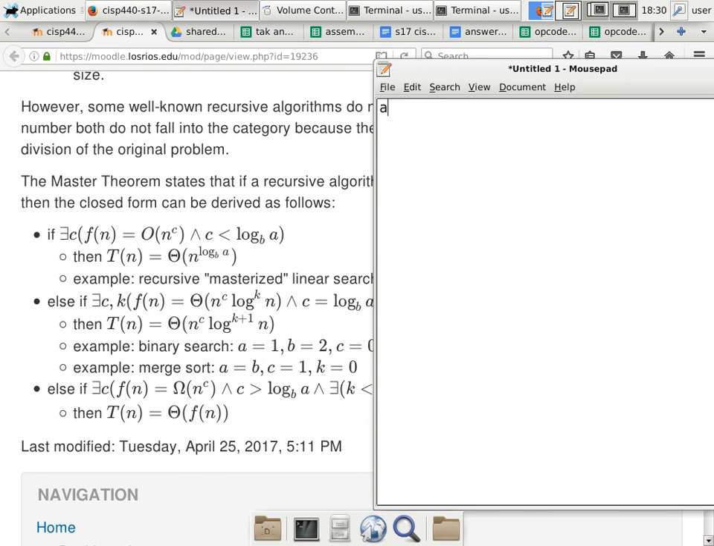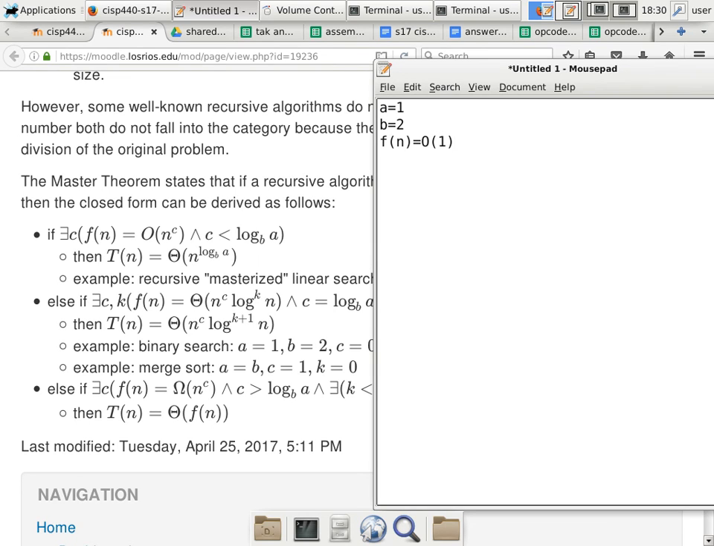We know for binary search A is 1 because we only pick one side to apply the recursive call. We know B is 2 because we are dividing the original problem into a subproblem that is about 1/2 of the size of the original problem. We know f of n is big O of 1, which is a constant time type of complexity, because it does not depend on n at all.